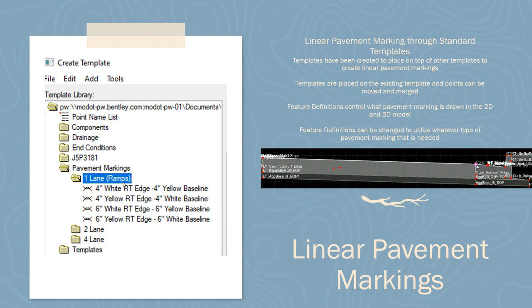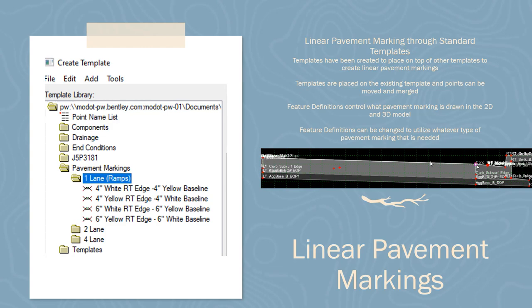So these templates that have been created, they're placed on top of your existing templates, and points can be made to move or to merge with other points inside of your template. Feature definitions control what pavement marking is being drawn in the 2D and 3D model. And those feature definitions can be changed to utilize whatever type of pavement marking that is needed. So some of these pavement markings you can see on the left here, 4-inch white right edge and a 4-inch yellow baseline, that can be changed.